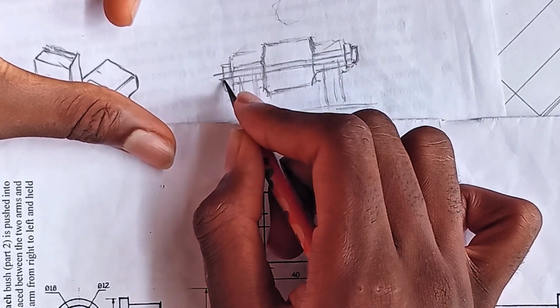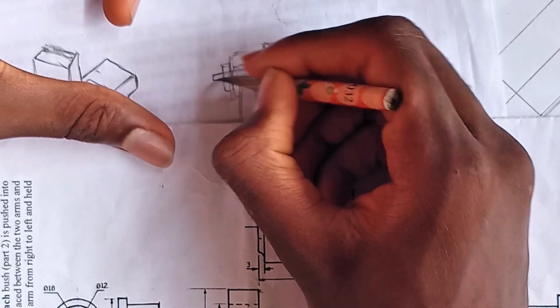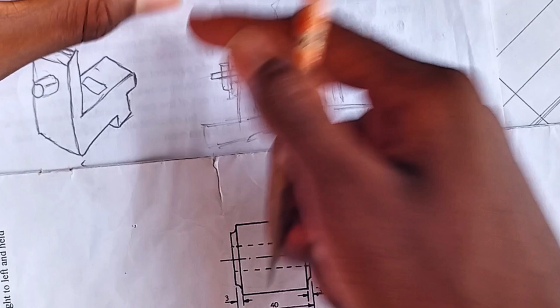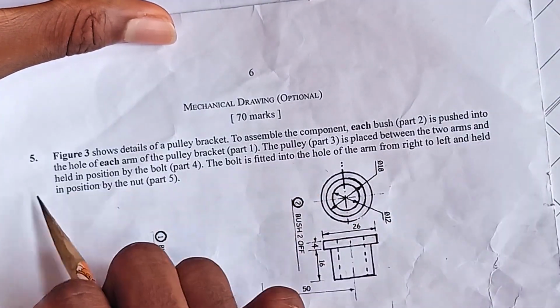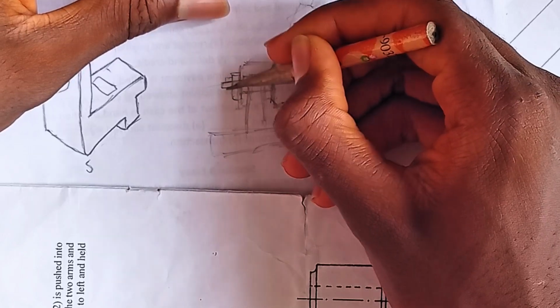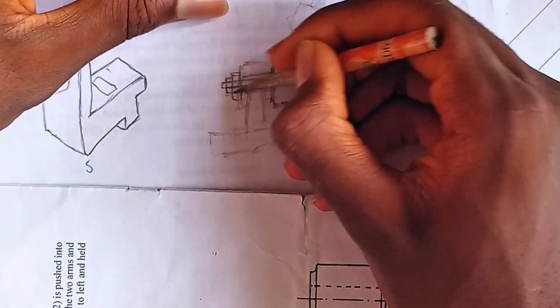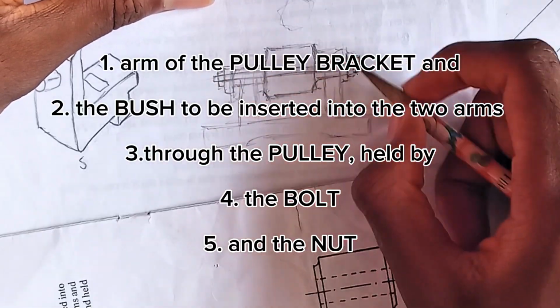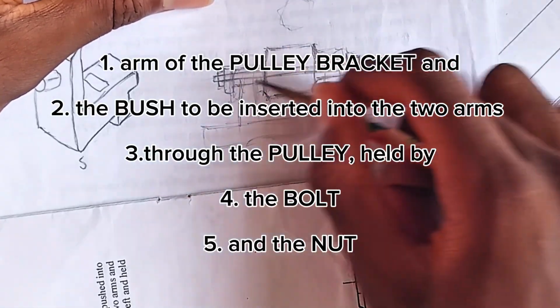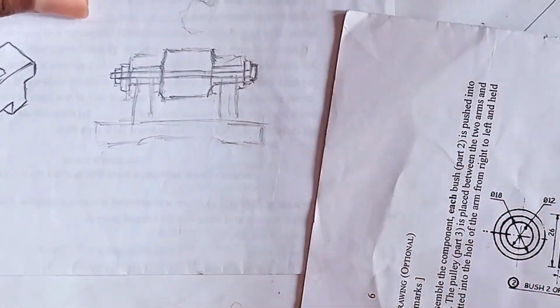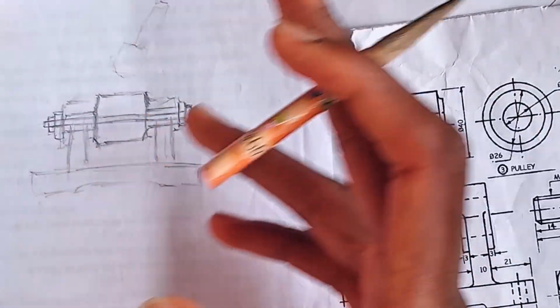Remember, it's a rough sketch. It's not actually how the bolt is going to look. So it's going to be in here. It has passed through from right to left, and then held in position by the knot part five. This knot is actually going to hold it in position. So this is actually what we are going to draw. The arms, the bush, the pulley, and the bolt are now held in position. I'm sure you do understand what is to be drawn technically.